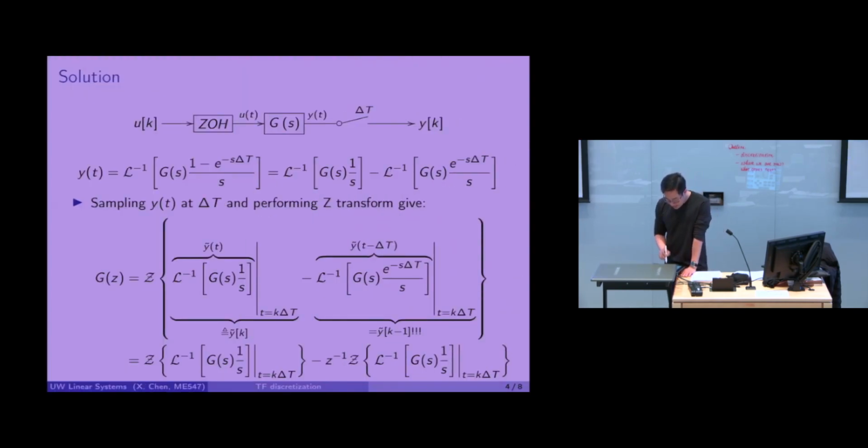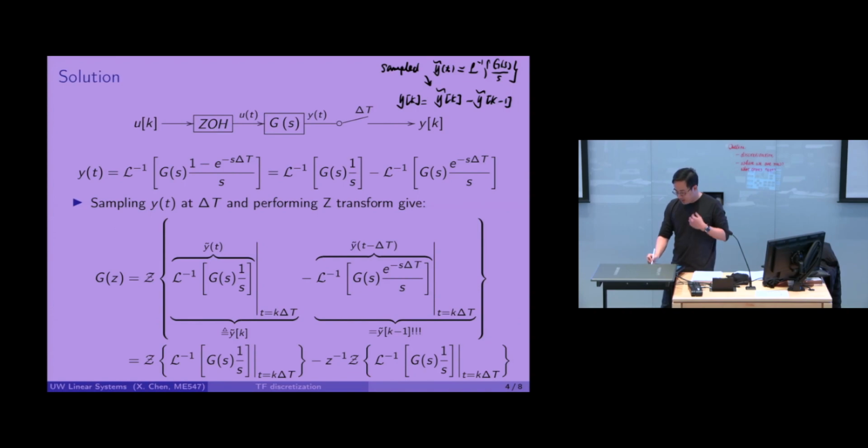Let's put them into one slide. We have arrived at our y k, which is y tilde k minus y tilde k minus 1, where this y tilde k is the sampled signal of y tilde t, which corresponds to the inverse Laplace transform of Gs over S. So that gives us the Z transform of y, which essentially equals the transfer function Gz, as we discussed, if we set the input to be an impulse.